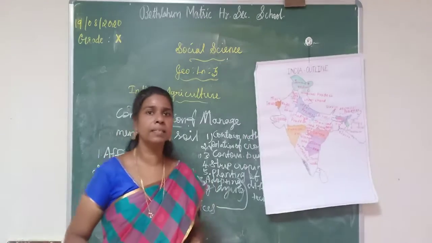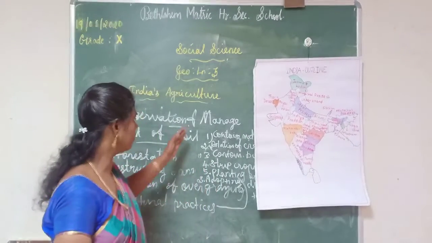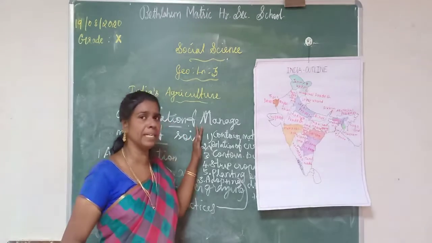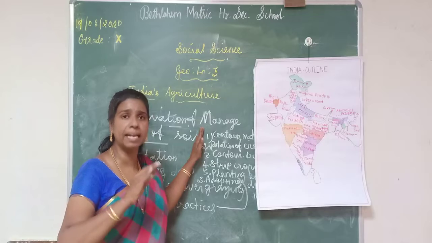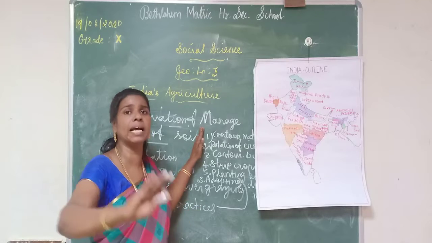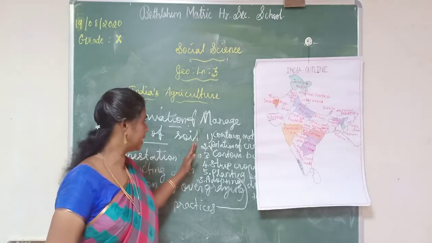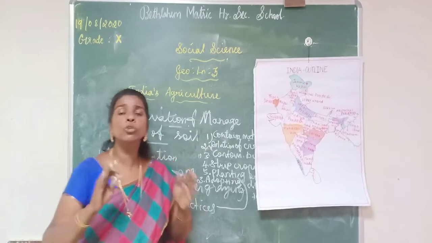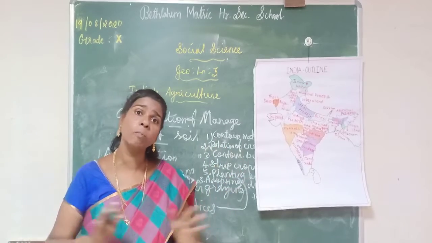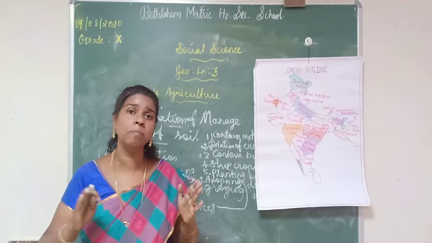Now listen here, there are six methods of agricultural practices. The first one is contour method. Contour method means to cultivate the crops in equal heights. Then the second one is rotation of crops: in the same land, to cultivate different types of crops.